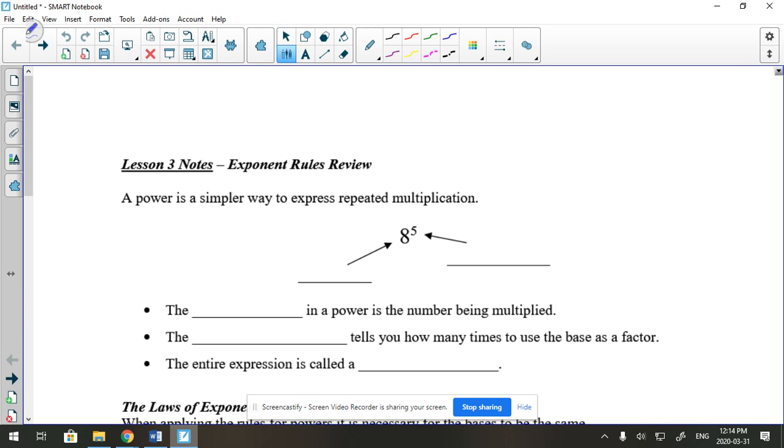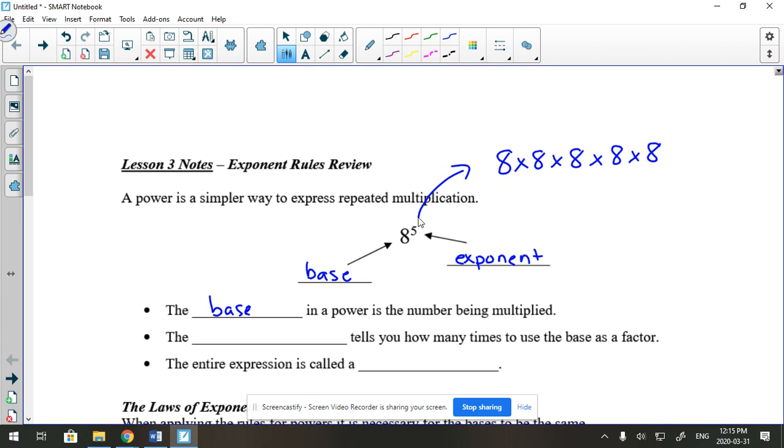As a little refresher, a power is a simpler way to express repeated multiplication. So 8 to the 5th is the same as saying 8 times 8 times 8 times 8 times 8. The number 5 is called your exponent, and the 8 is called the base. The base in a power is the number that's being multiplied, and the exponent tells you how many times we are multiplying that base. The entire expression is called a power.